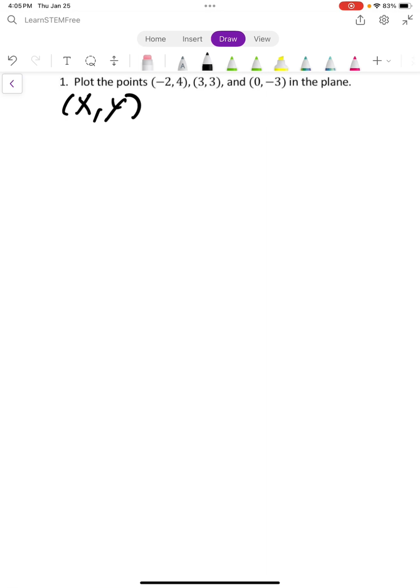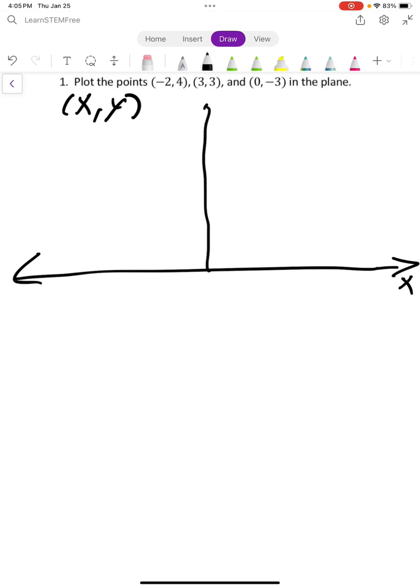As you move from left to right or right to left, or essentially just horizontally, that is going to be your x value. As you move up and down, or essentially just vertically, that's going to be your y. So we want to graph these points on this graph.